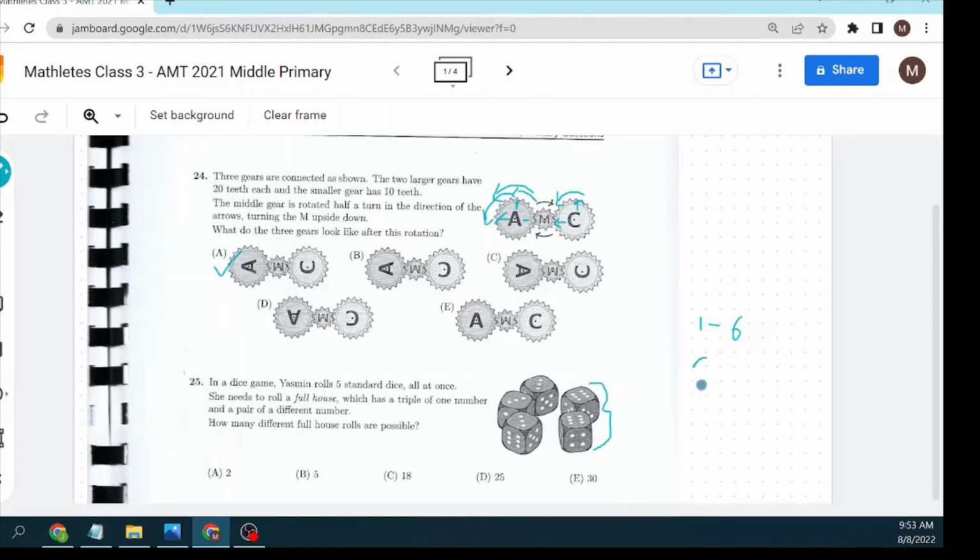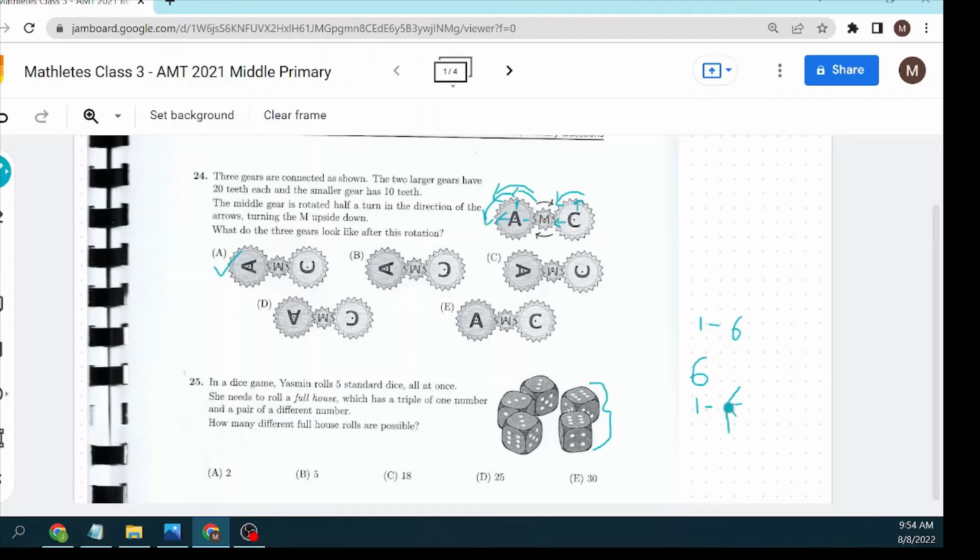Okay, so there would be 6 possibilities, correct? Now how many numbers are left? Because as per the full house, the other 3 digits would be different than the number that you would be giving in a couple of these dice, right? So if you have 1, for example, the other 3 would be any number which is not 1 but any other number, right? So how many numbers will we have left?